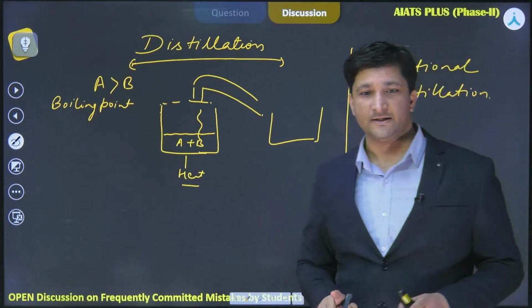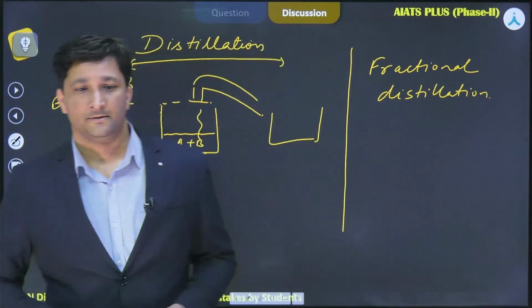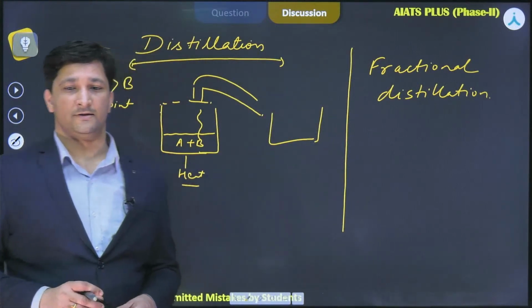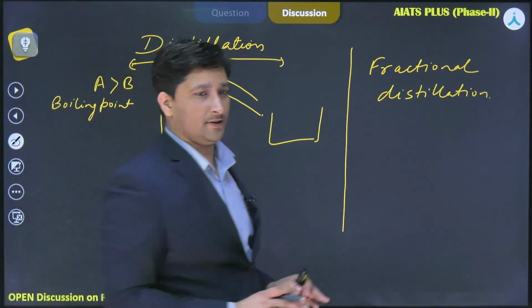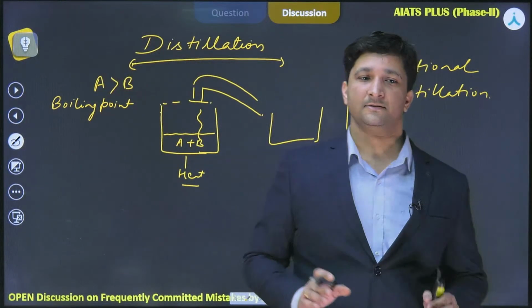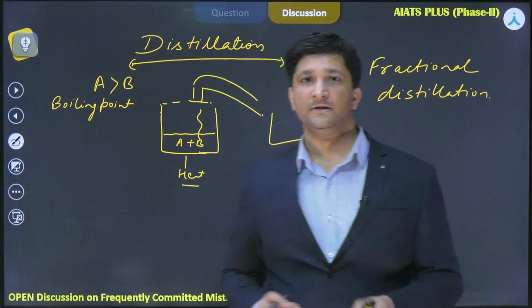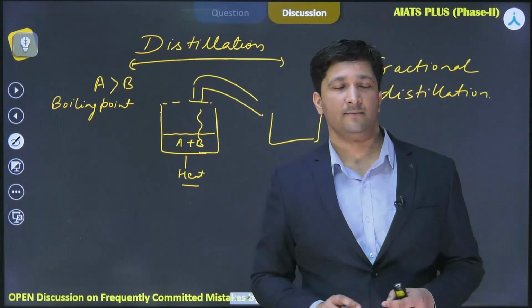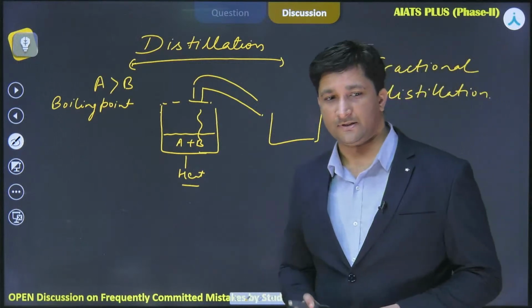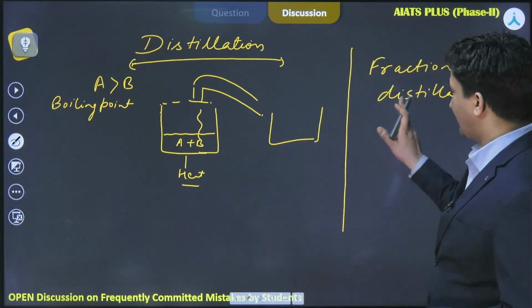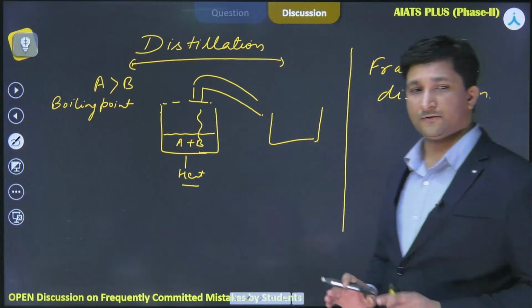We use a fractionating column. Just like orthonitrophenol versus paranitrophenol, we use steam distillation. Exactly, steam distillation I will discuss, and yes, this is also an example of steam distillation, that how orthonitrophenol and paranitrophenol can be separated with the help of steam distillation. Don't worry about that. In fractional distillation, we are going to use a fractionating column.